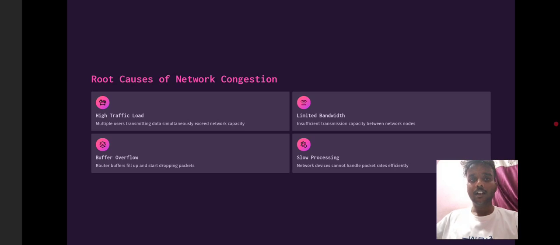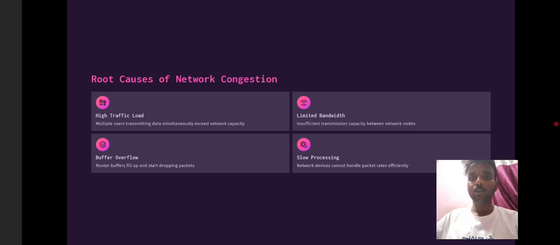Root causes of network congestion. There are several causes of congestion. The first cause is high traffic load. When multiple users send data at the same time, the network becomes overloaded. Second is limited bandwidth. Every network has a maximum capacity and exceeding this leads to congestion.